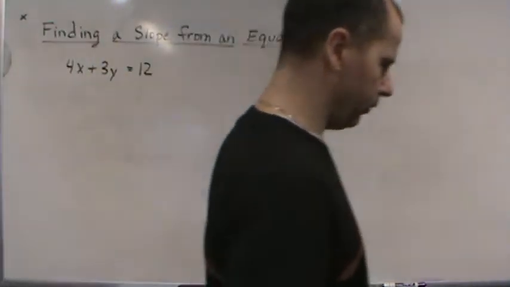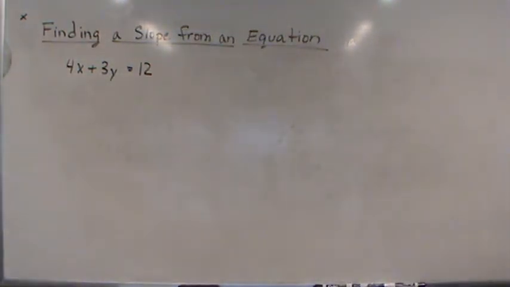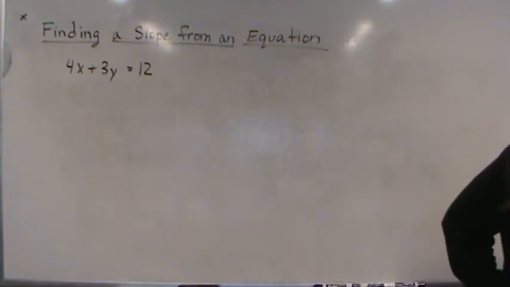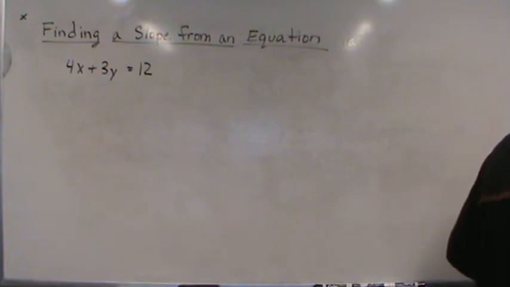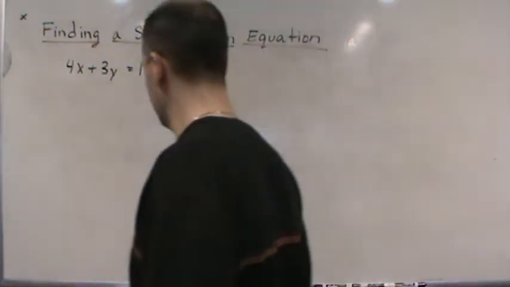We're going to take this general form, or excuse me, standard form of an equation. So we've got 4x plus 3y equals 12, and we're going to find the slope of the equation. So the first thing we're going to do is solve for the a part. Okay, so here's what we're going to do. By using the slope formula, we know, right?